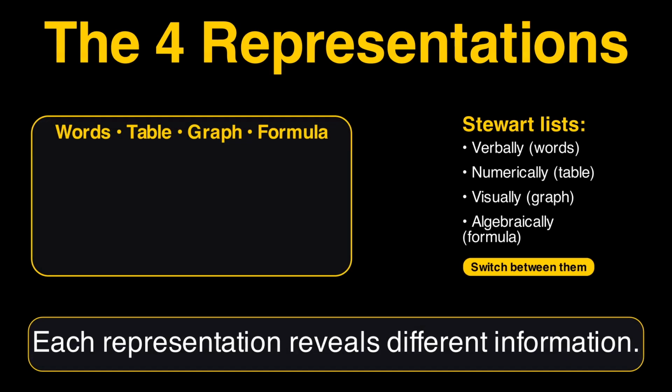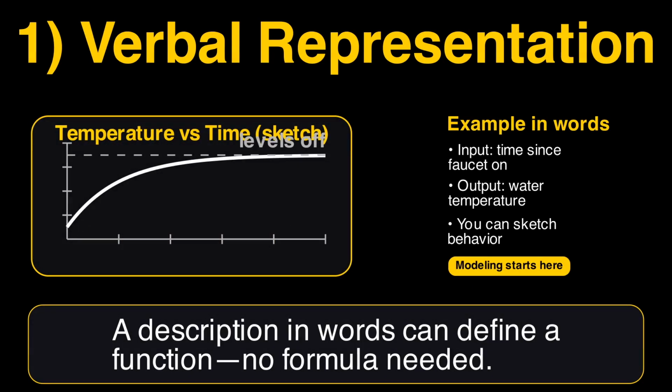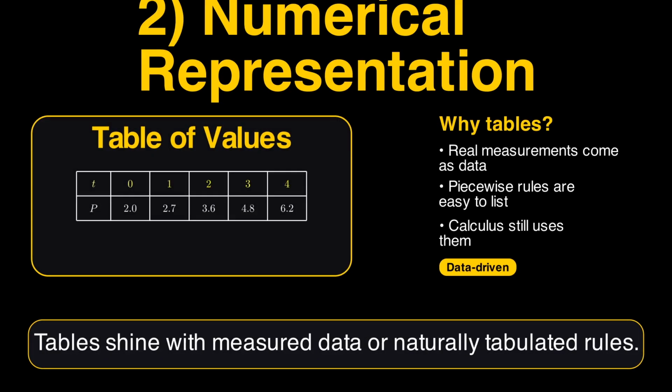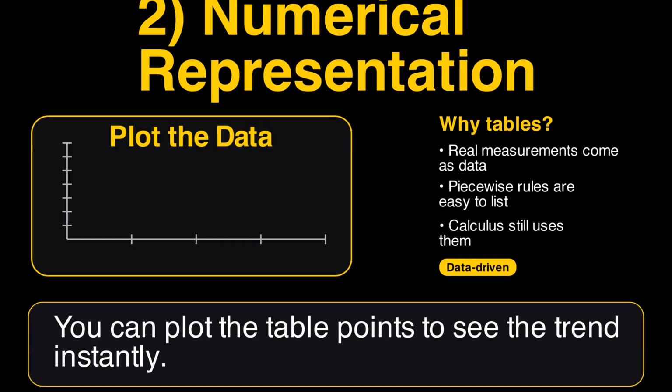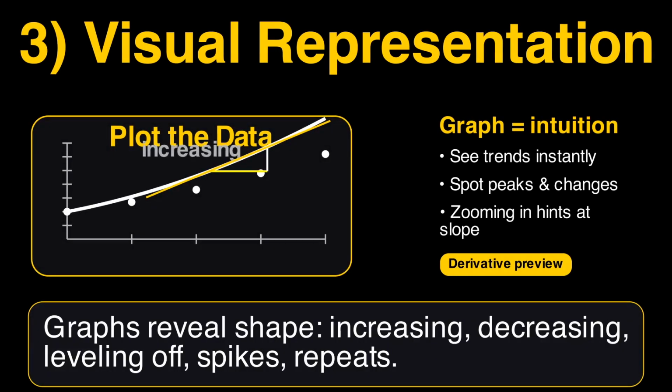Each representation reveals different information. A description in words can define a function, no formula needed. Tables shine with measured data or naturally tabulated rules. You can plot the table points to see the trend instantly. Graphs reveal shape: increasing, decreasing, leveling off, spikes, repeats.